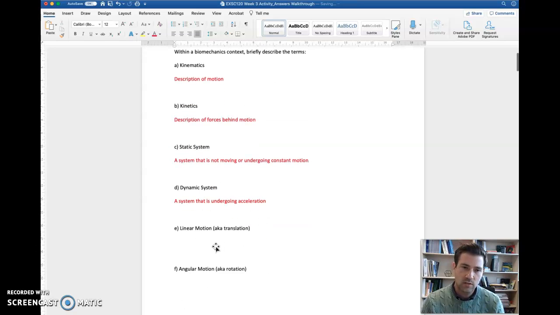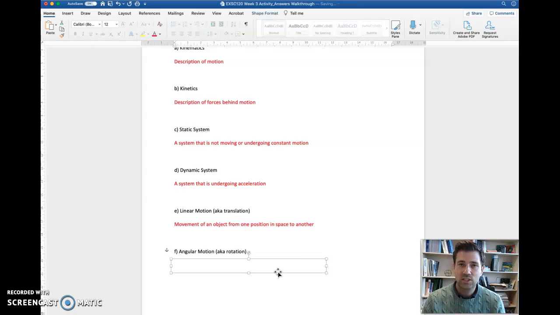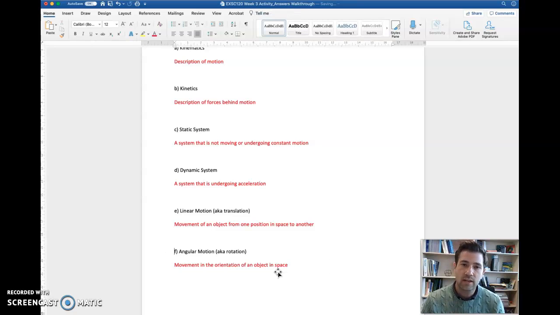So the last two here in this question, linear motion and angular motion, also known as translation and rotation. So we can see that linear motion is the movement of an object in terms of its position in space, so movement from one position in space to another of an object, whereas rotation or angular motion is the change in orientation of an object.